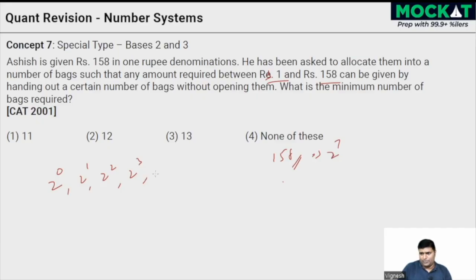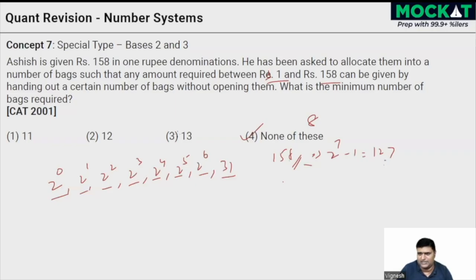To bring it up to 2 power 7, we need till 2 power 6. Sum of this is going to be 2 power 7 minus 1, right? Sum of all the powers of 2 from 0 to n is 2 power n plus 1 minus 1, right? So that's 127. The last remaining bag is going to be 158 minus 127. We have a 31. So we have 1, 2, 3, 4, 5, 6, 7, and 8 bags, right?